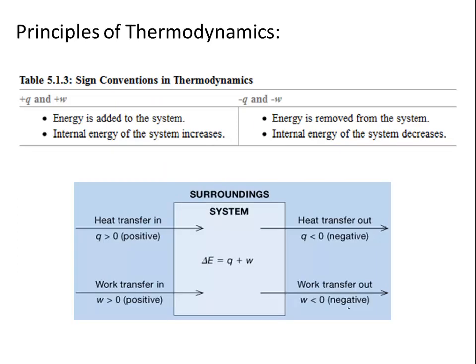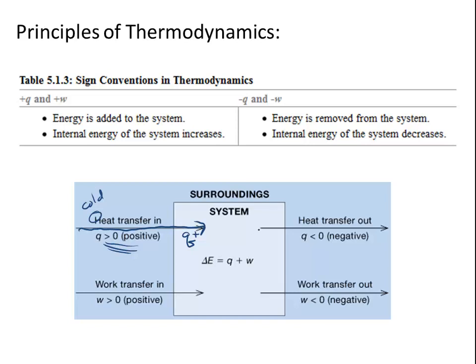Sign conventions in thermodynamics matter in terms of whether you're talking about things from the point of view of the system or from the point of view of the surroundings, and we're normally interested in the point of view of the system. So if the system is going to absorb heat energy from the surroundings, Q will be positive because the system is absorbing heat. If that happens, the surroundings get colder.